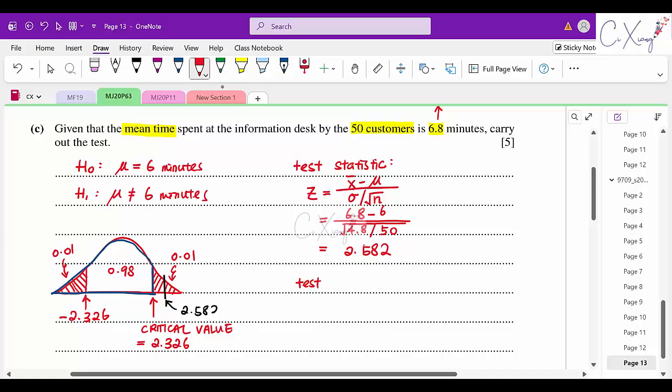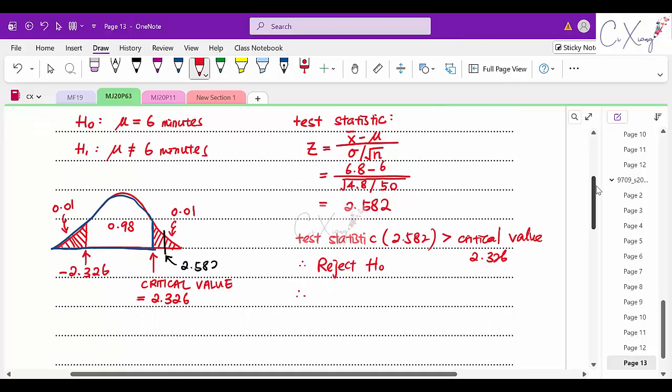Test statistic 2.582 is greater than the critical value, which is 2.326. So what's our decision? It falls under the rejection region, right? Therefore, we reject the null hypothesis. Then please make a conclusion in the context of the question. So we reject the null hypothesis, which means that the value of mu is no longer equal to 6.